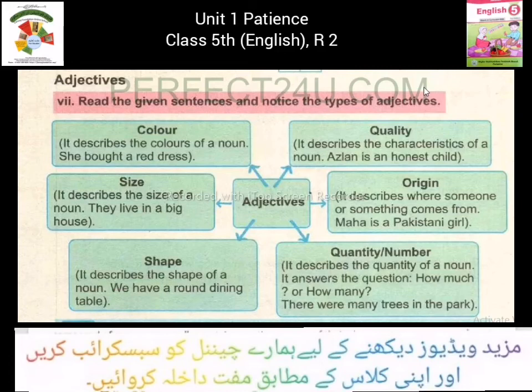Origin. It describes where someone or something comes from. For example, Maha is a Pakistani girl. So here Pakistani is the adjective. Shape. It describes the shape of a noun. We have a round dining table. So in this sentence, round is the adjective. Next is quantity or number. It describes the quantity of a noun. It answers the question how much or how many. So for example, there were many trees in the park. So here many is the adjective. Okay.